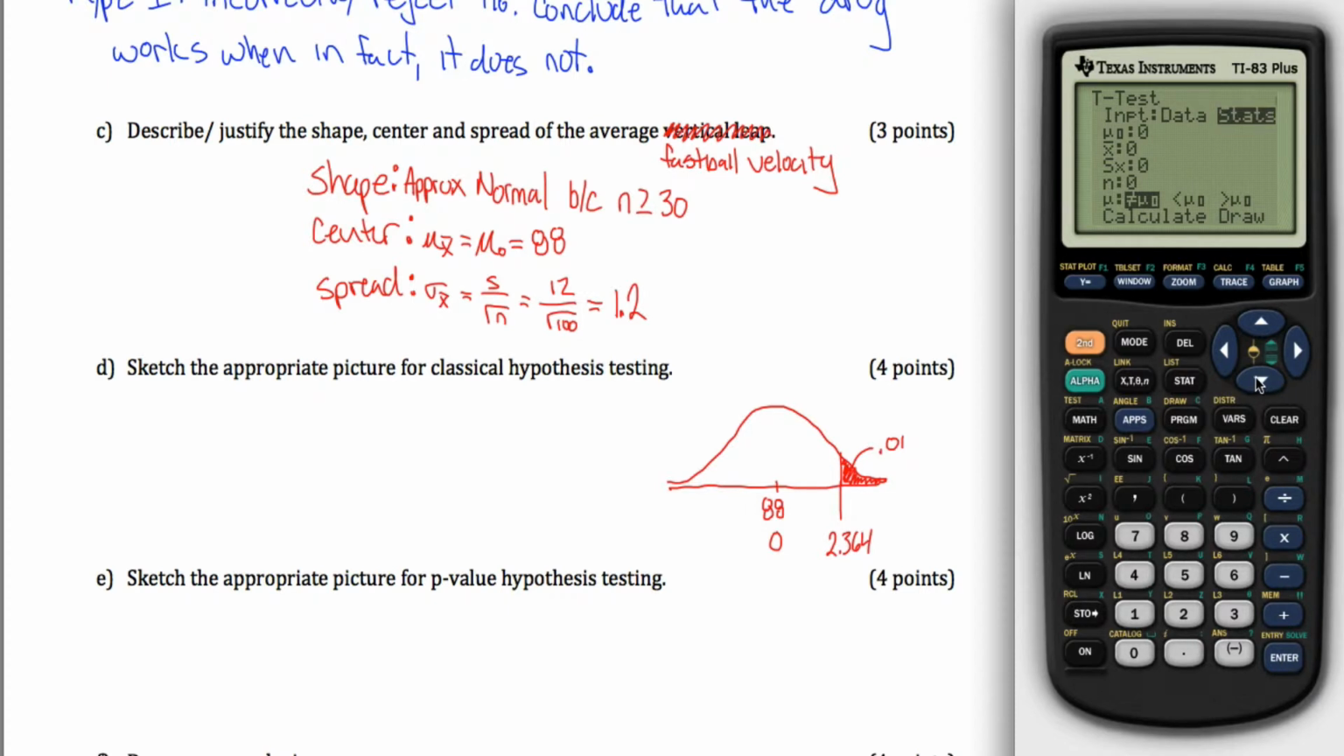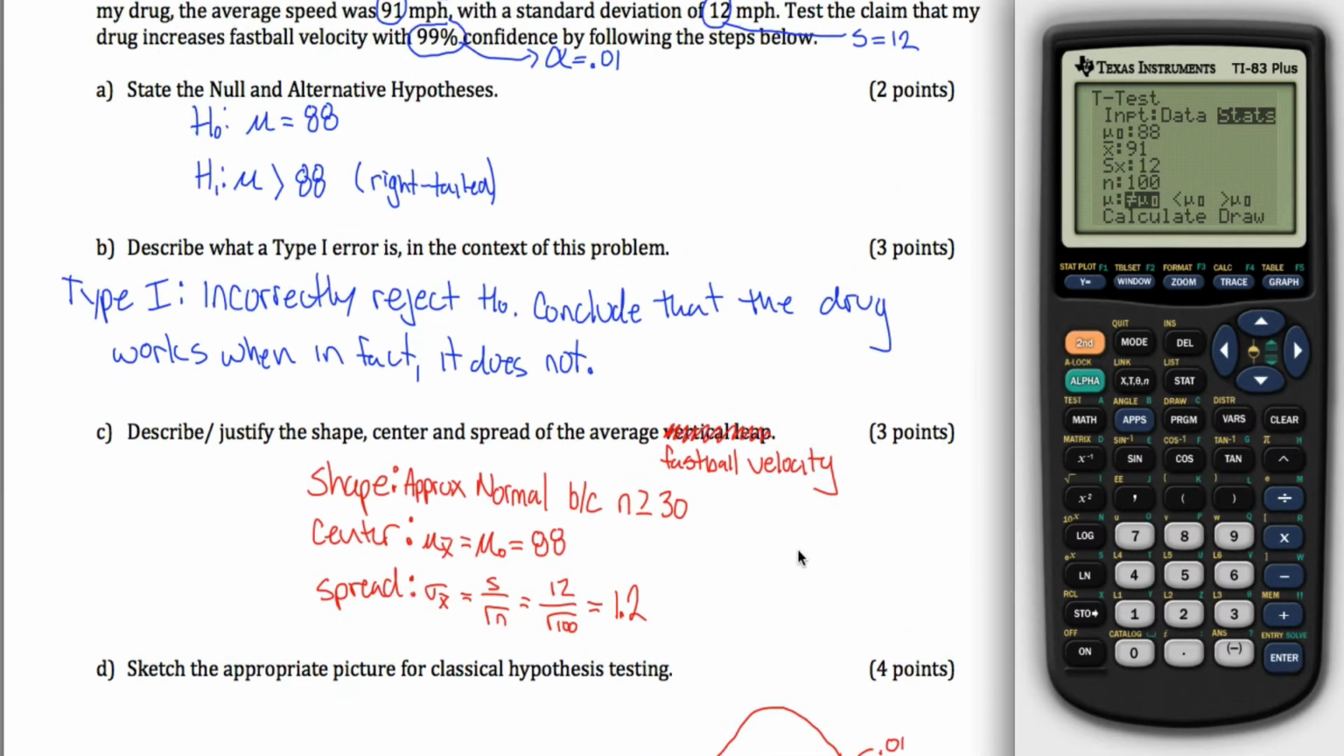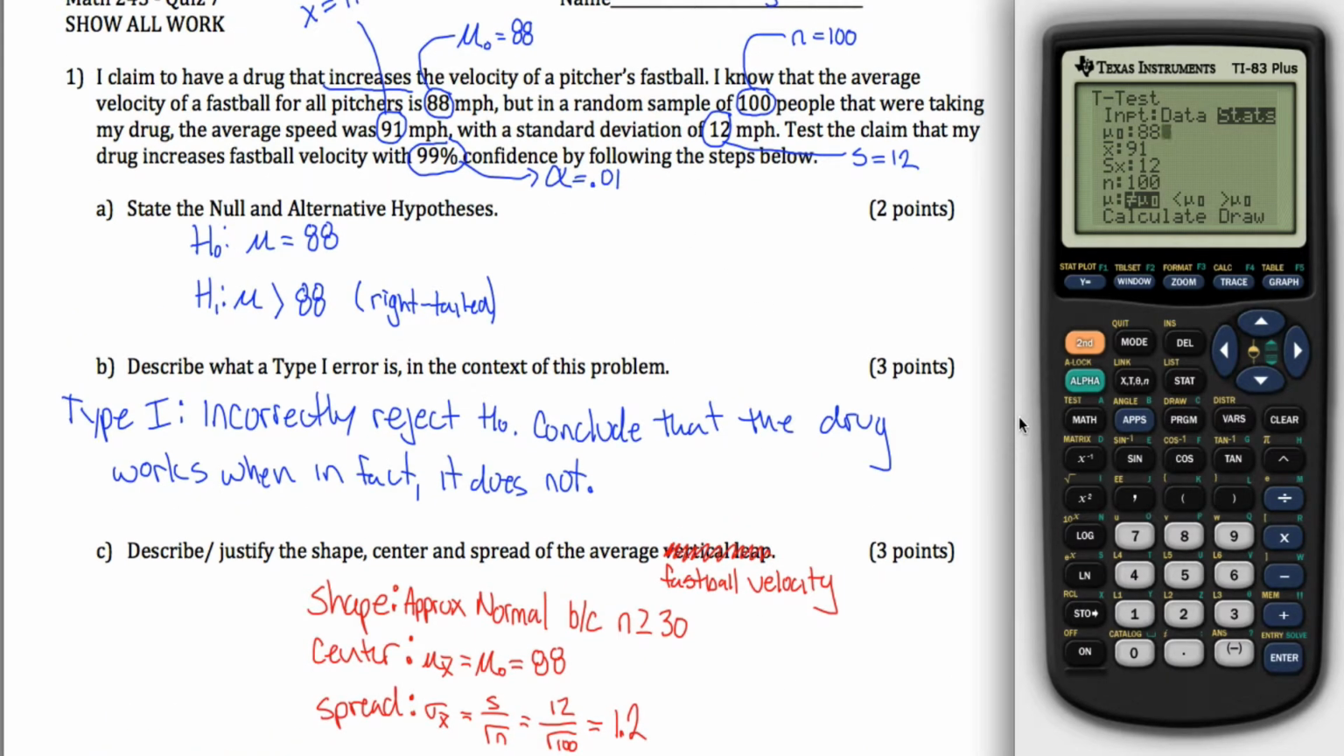I could tell you that there were 100 people that took this drug, and that the standard deviation of those 100 was 12, and that the average of those 100 was 91, and that the average of everybody, the mu naught, was equal to 88. Those are all numbers that we got from up here. And then I come down here and I state my alternative hypothesis. My alternative hypothesis is that mu is greater than mu naught.